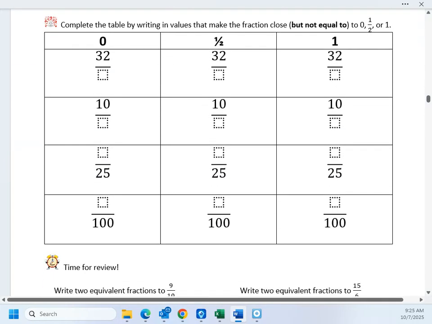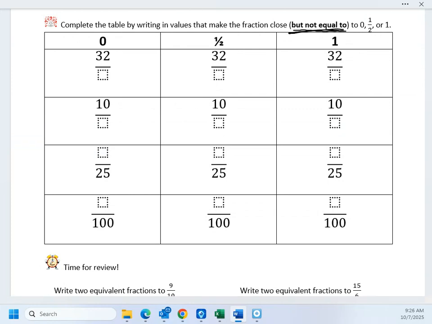The second page, we're going to see something like this on our test. So we really need to understand how to fill this in. So again, we're going to be looking at that 0, half, and 1. And we need to think, what do we fill in on our fraction to make it closest to 0, closest to a half, or closest to 1, but not equal to?